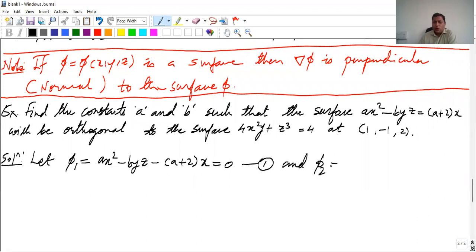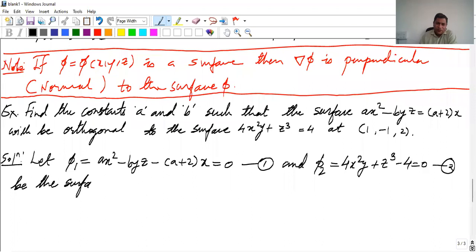And phi 2 is equal to 4x square y plus z cube minus 4 is equal to 0. This is equation 2. Are you able to get this equation? Yes, sir. What I did here is I have taken this 4 to the other hand side. And the point is 1, minus 1, 2.